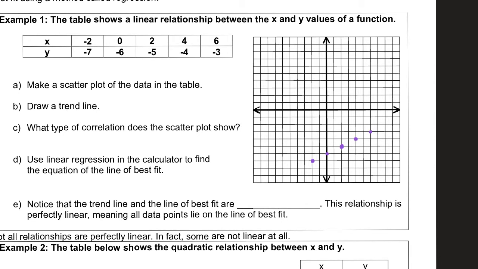Now that we've plotted the points, we can see that the trend line will be a perfect trend. So draw a line through your points. And then what type of correlation does this represent? This is a positive correlation, and it's a perfect positive correlation. In letter D, you can use the stat function to find the equation of the line. Please pause the video here as you use the stat function.